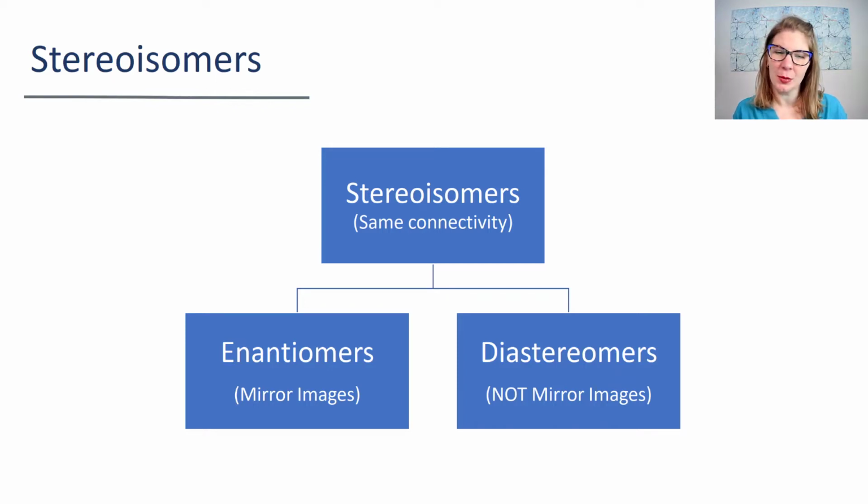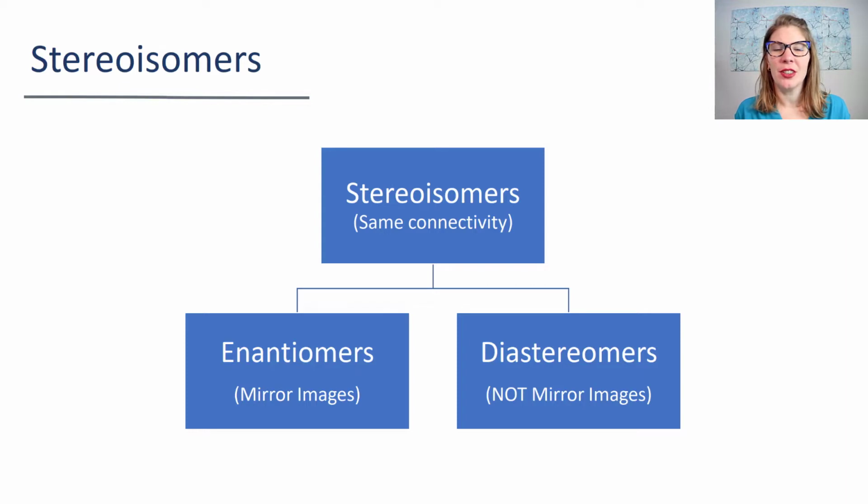Then we talked about enantiomers, where enantiomers were compounds that are stereoisomers, so they have the same connectivity, but they are mirror images of one another. So these mirror images were non-superposable. When you put them on top of one another, they did not coincide. And now in this video, we're going to talk about diastereomers.